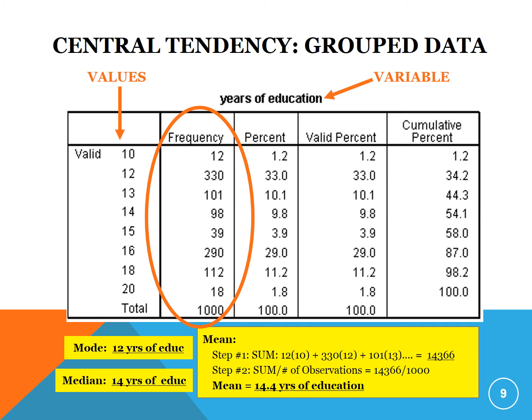So you're multiplying, then adding, multiplying, then adding. So your sum should be about 14,366. Step 2 would be to divide it by the total number of observations. We know that it's 1,000, so our mean education is 14.4 years of education. It's about the average of what the people in this sample have. So maybe like an associate's degree or so.